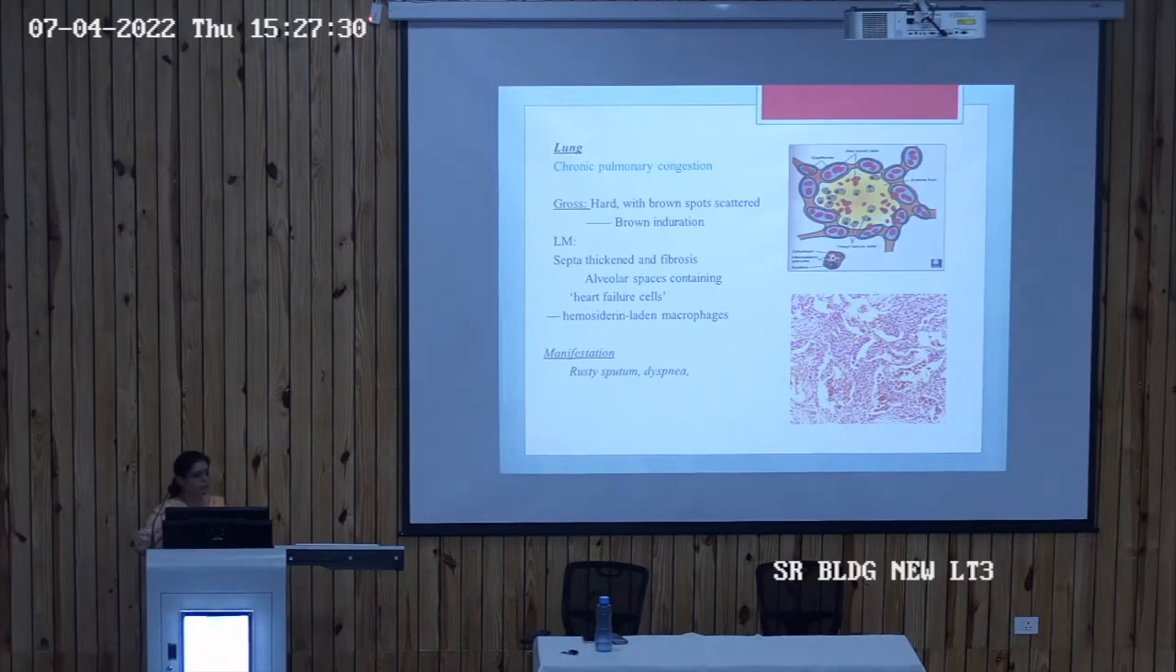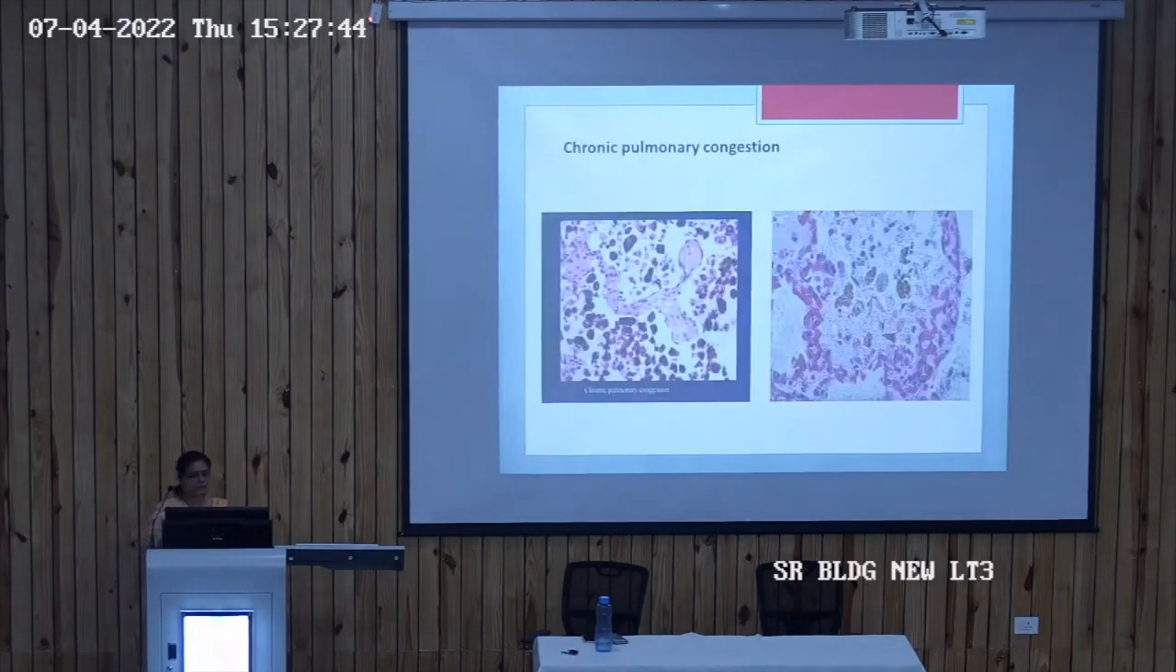Grossly the lung will be hard with brown spots scattered, known as brown induration. The septa are thickened and fibrosed. Alveolar spaces have heart failure cells, which are hemosiderin-laden macrophages. So these are the chronic pulmonary congestion findings, and the brown cells are hemosiderin-laden macrophages, and the brown color is because of the pigment hemosiderin.